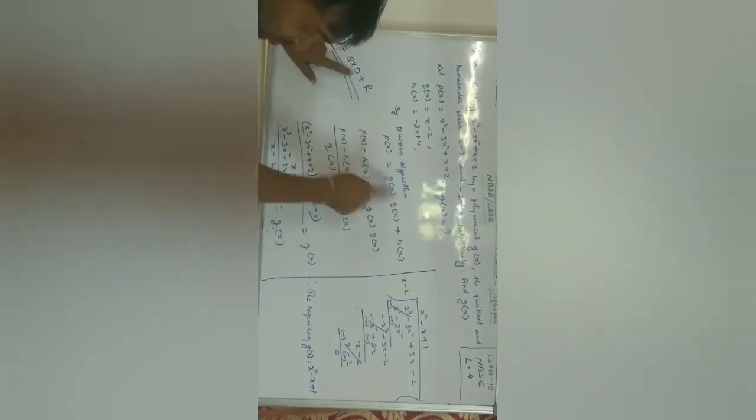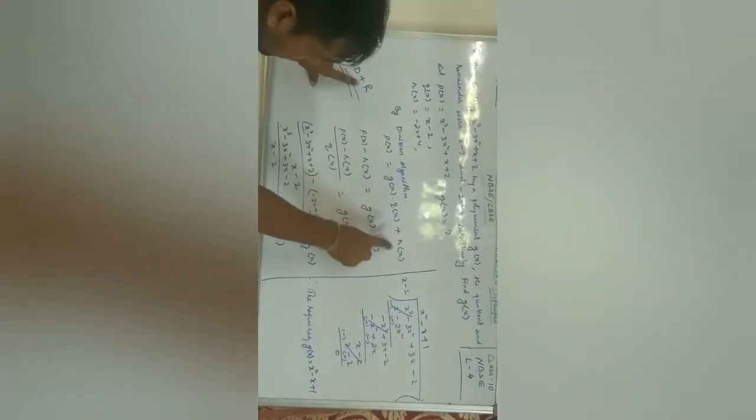Okay. Next, what we are going to do is, by the division algorithm, we have already studied in the lower classes, that dividend is equal to quotient into divisor plus remainder. So dividend p of x, quotient we have written q of x, divisor we don't know the value, that is g of x, plus remainder, that is r of x.